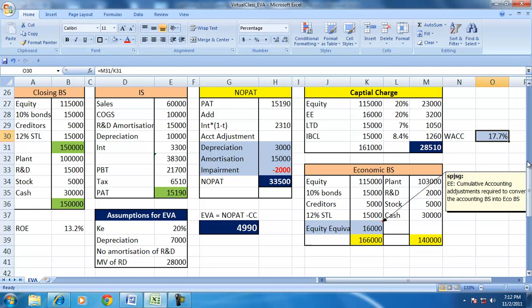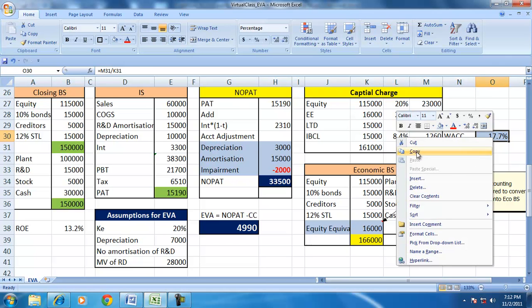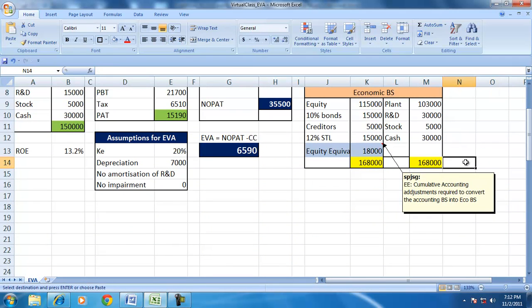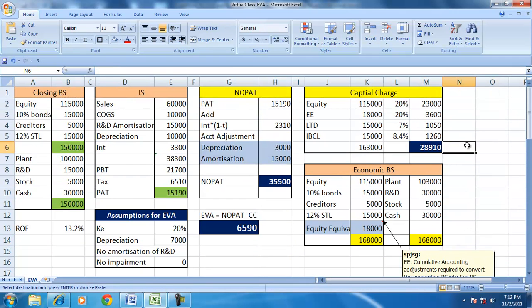So WACC is 17.7% here, and in the previous case the WACC will be slightly higher. So 28,000 divided by the capital employed gives 17.7% as the WACC. This WACC helps us understand whether the business is generating sufficient profit or not.